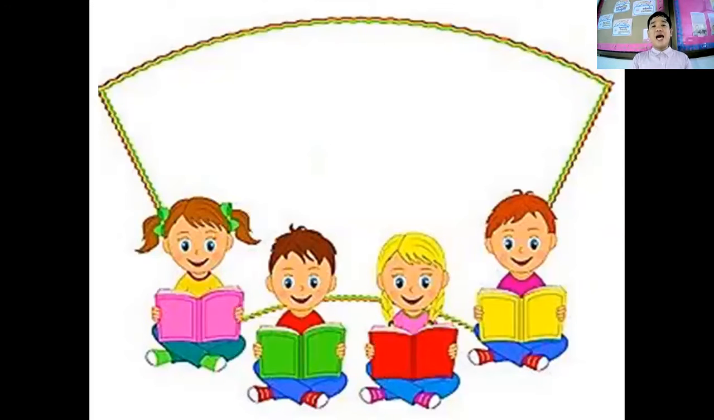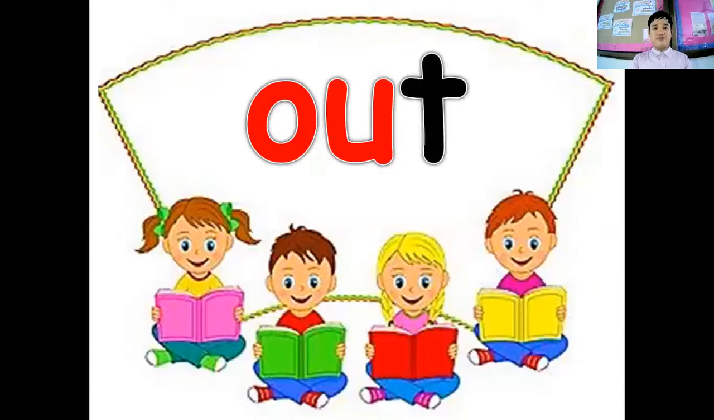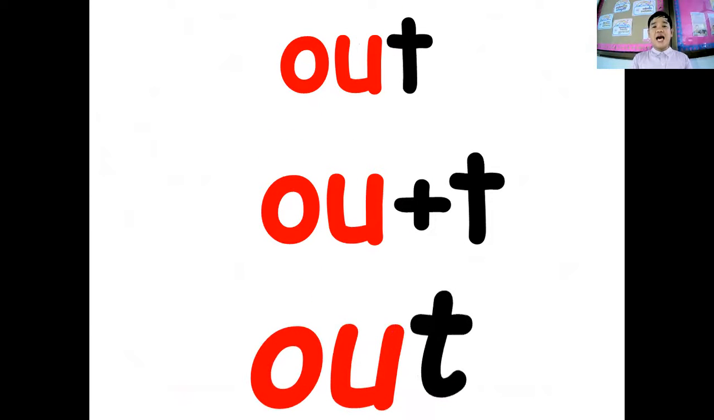Next, another one. We have out. Okay, so let us read one by one. Ow plus the sound of T. So if you read the word ow plus T equals out. Everybody say out. That's right.